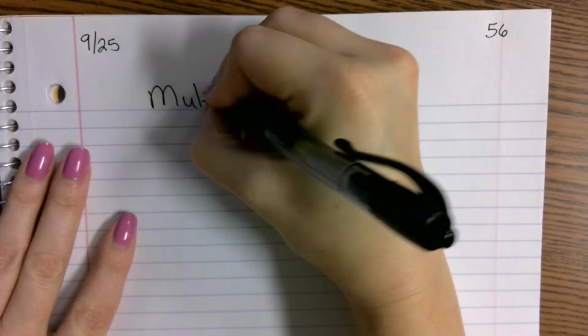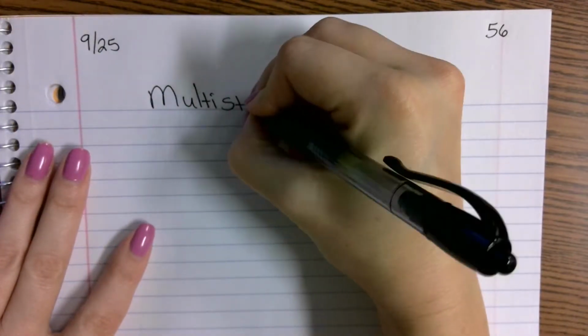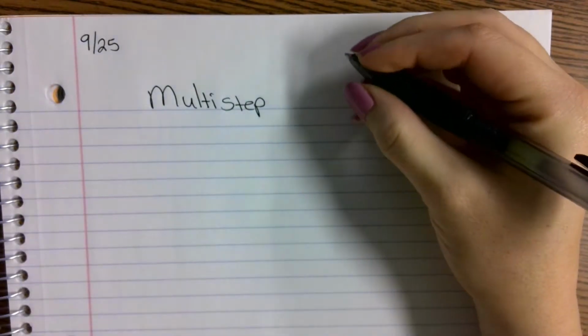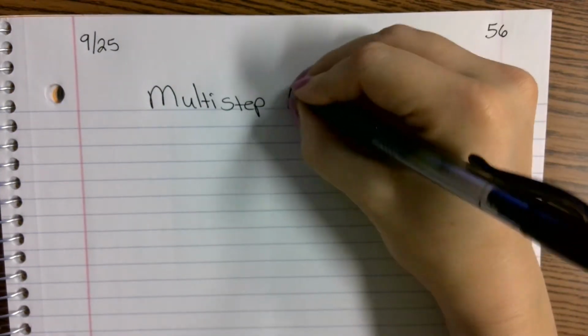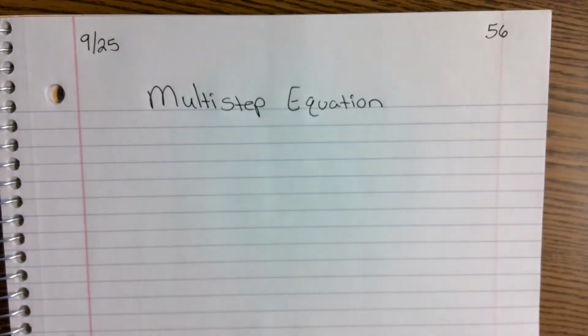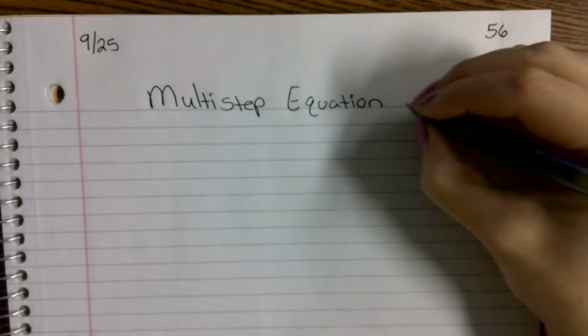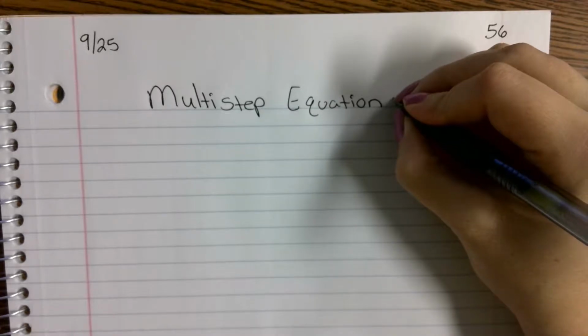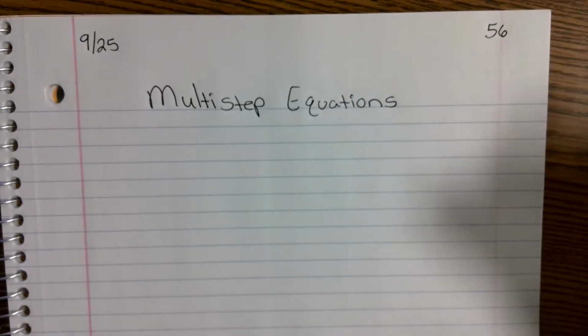All right, multi-step. So multi-step equations, guys, it's really no different than two-step equations. Pretty much everything can be simplified to a two-step equation. What makes it multi-step is the fact that you might have some parts of the equation that have to be simplified, whether you're using the distributive property or combining like terms. You just have to simplify it so that you have it in a two-step equation format.